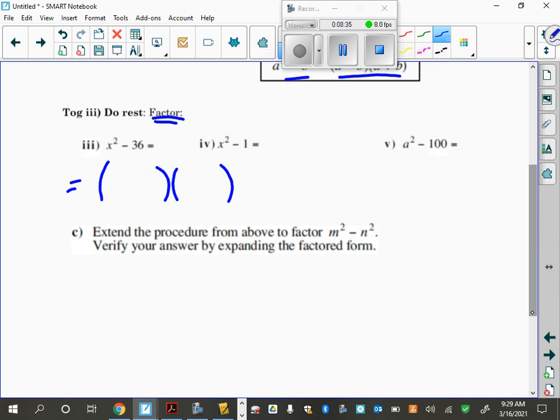Okay, so what times itself equals x squared? So you're taking the square root of x squared. x times x. What's the square root of 36? 6 and 6. One addition, one subtraction. Good, they have to have different signs, right? It doesn't matter which sign you put first. Everyone good? Go ahead and do the next two. And when I say the next two, I mean the next 3. Don't forget muchacho and nacho cheese over here.